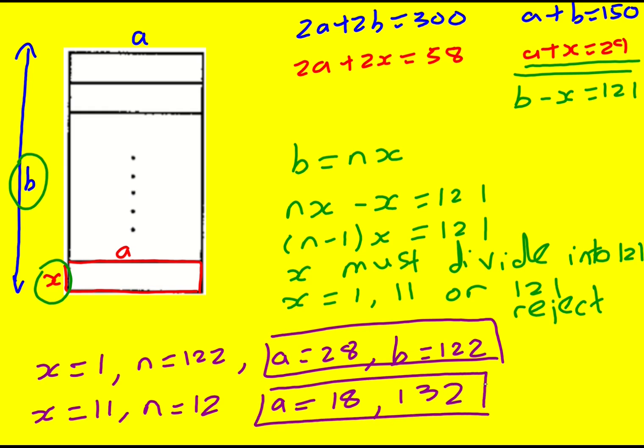So yeah, I'm fitting in 12. Sorry, I forgot to actually write B equals, but I'm fitting 12 lots of 11 inside along the long edge. That makes us up to 132. A is 18, and again, both conditions check out. Really nice question.